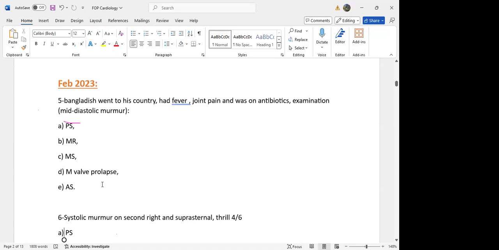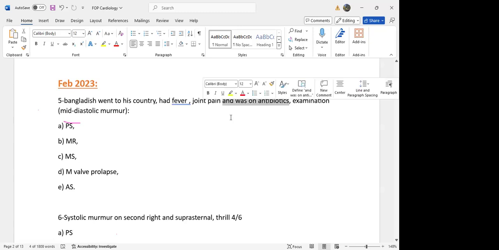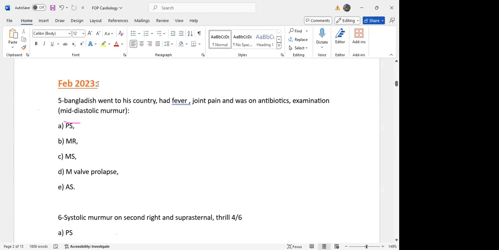Okay. We will go to the next question. This is a Bangladeshi child who went to his country, had fever, joint pain, and was on antibiotics. On examination you have a mid diastolic murmur. So already they tell you that this child is having fever and joint pain, was on antibiotics. On examination, you got the diastolic murmur. So what do you think?